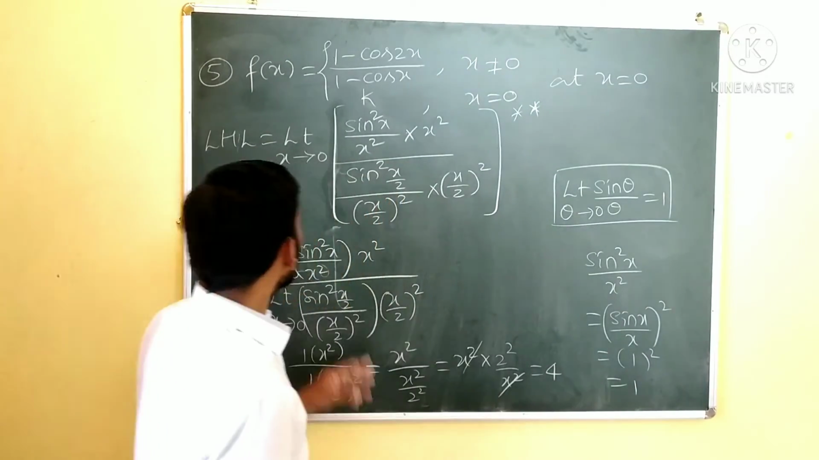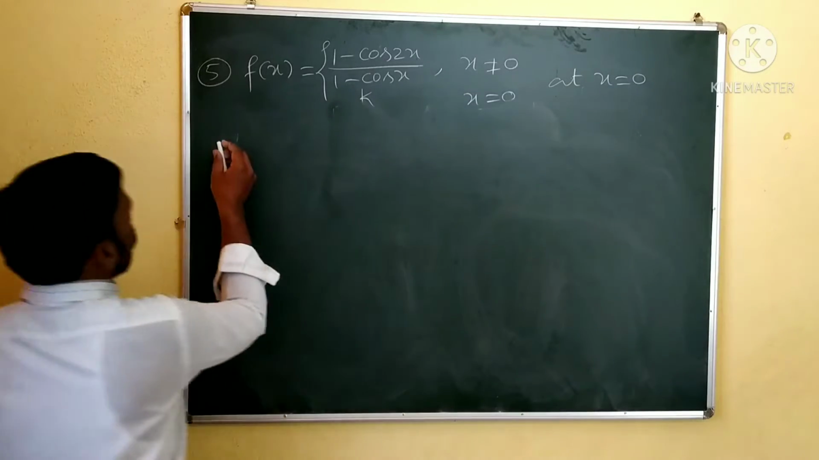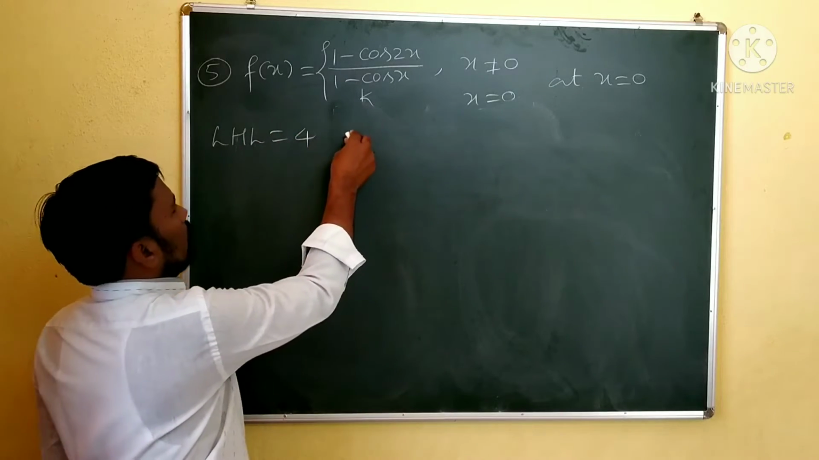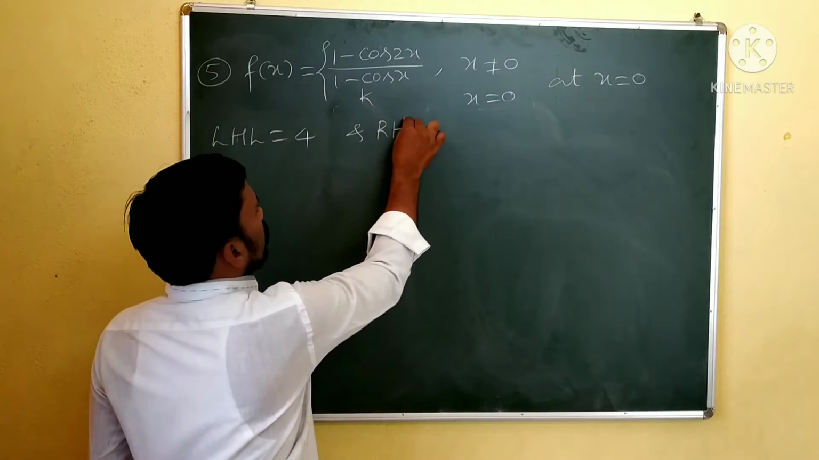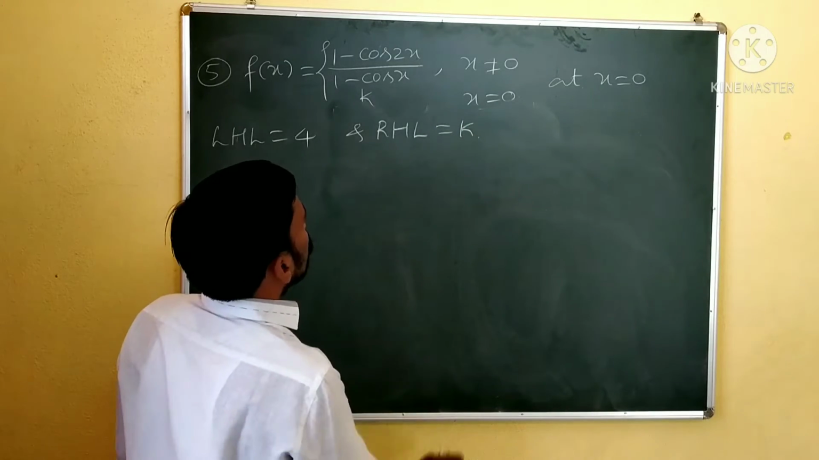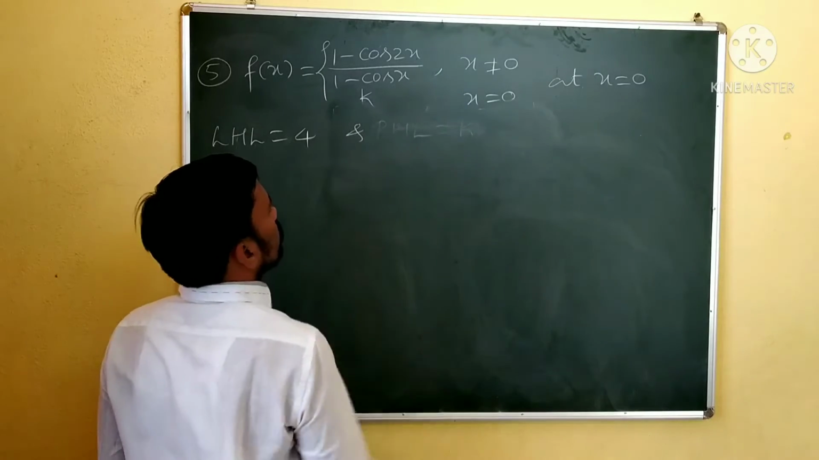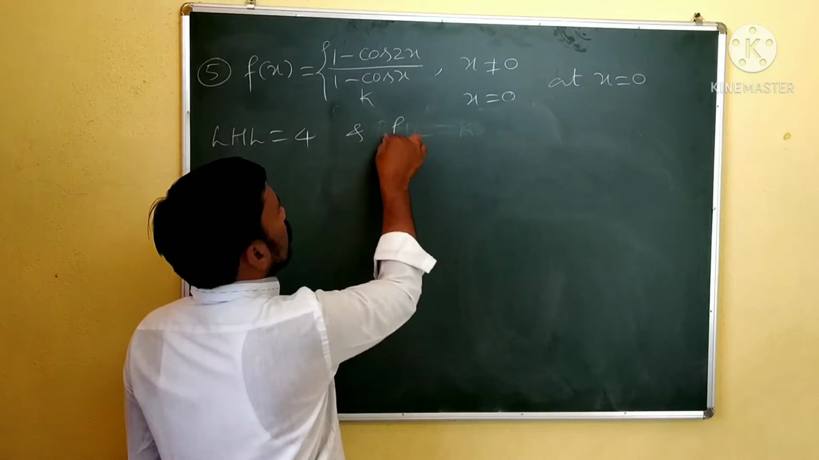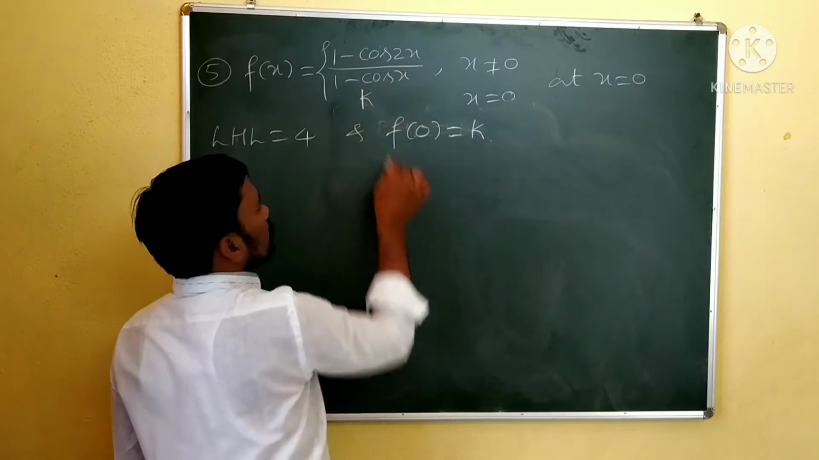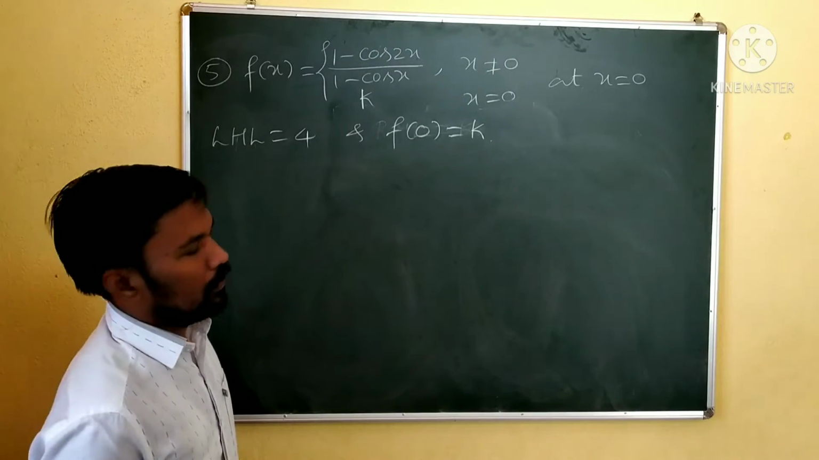Right? This is the left hand limit value. So we calculated the left hand limit value. How much is it? LHL, left hand limit, is equal to 4. And anyway, the right hand limit value is already given in the question itself. RHL is equal to what? K. So, sorry, this is the value of the function. That is f of 0 value, which is K. F of 0 is nothing but what? The value of the function at a given limit point.